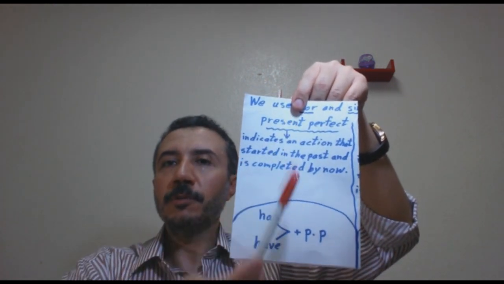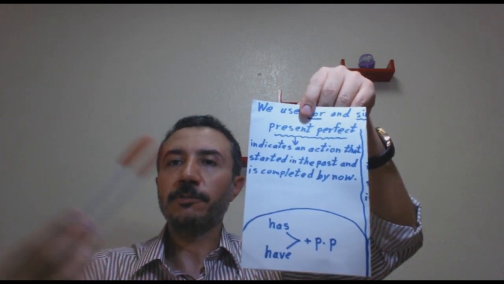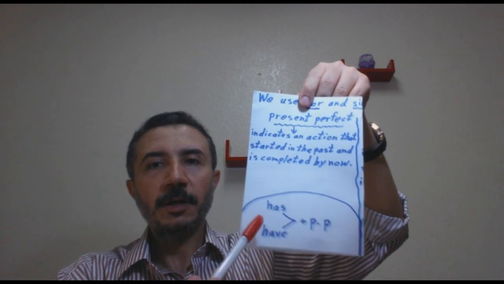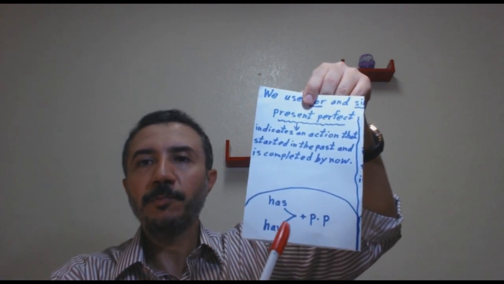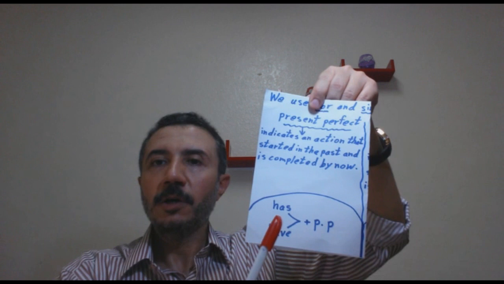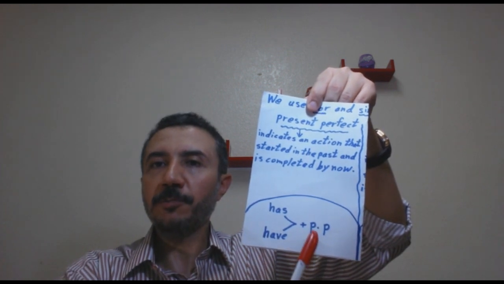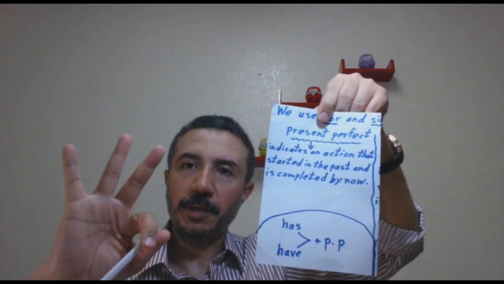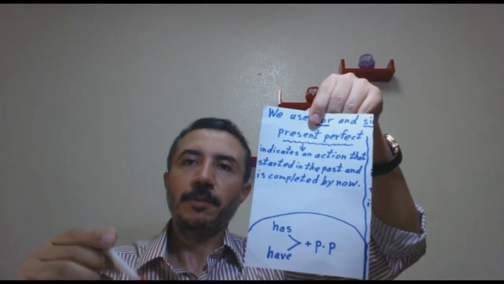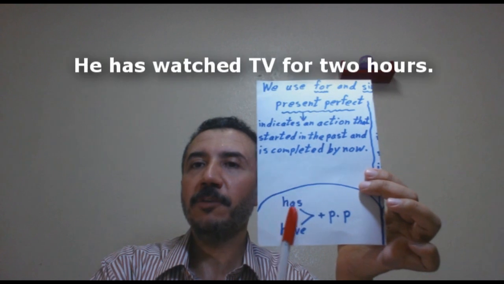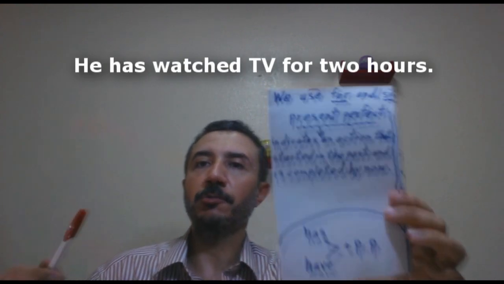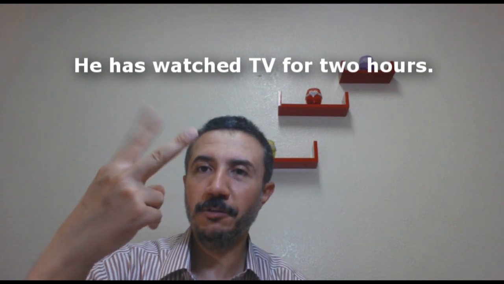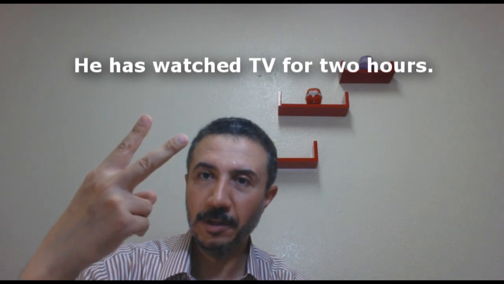What about the form of the tense? Has or have plus pp. PP means past participle form of the verb. Examples: he has watched TV for 2 hours.